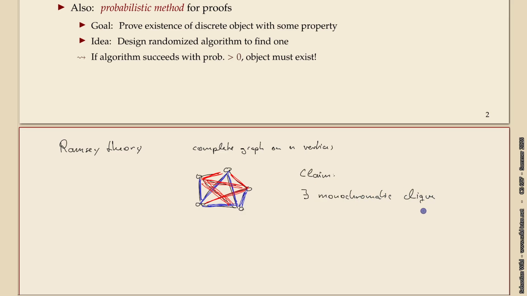And the claim is you can always find a clique of vertices that have all edges in the same color, of size at least some bound that depends on n. And there are a lot of open problems connected to how exactly this R of n looks like, but I think you could take log n as a lower bound. I should have looked this up.